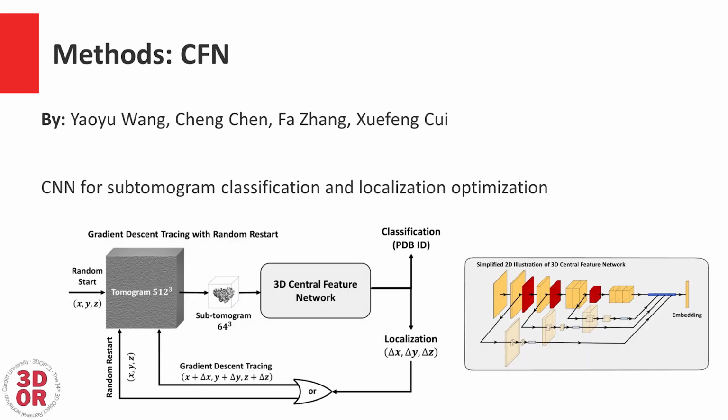CFN, or Central Feature Network, by researchers from Shandong University and Chinese Academy of Sciences, also is a subtomogram classification network, and also requires only particle centers for training. Their approach includes localization optimization, starting with random subtomograms. If a particle is detected, the process is repeated for a slightly moved subtomogram next to the original location. That creates classified regions around suspected particles, and with clustering, you can find one center location of such region.